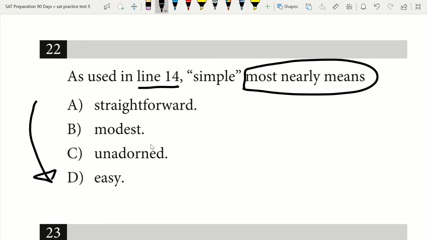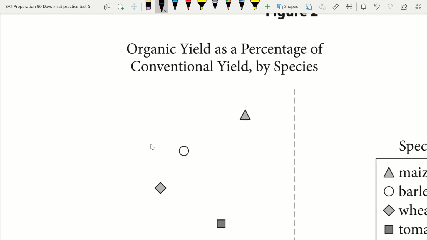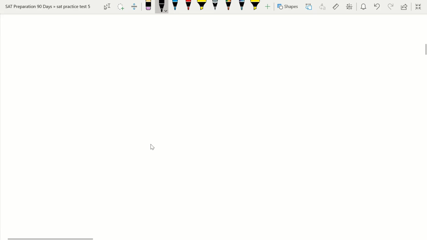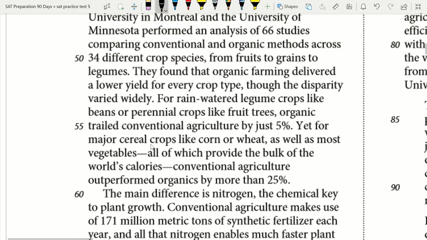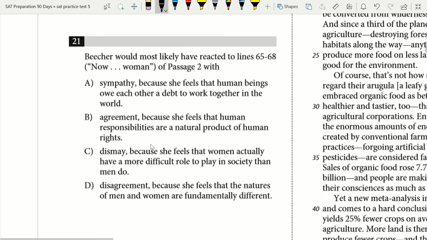So in this case, let's take a look at how I would approach this. I'd read it, I'd say, as used in line 14, simple most nearly means. I'd go to line 14 and find the word simple, and I'd come up with what I think it would mean in that context. So let's go back to line 14 and find simple.